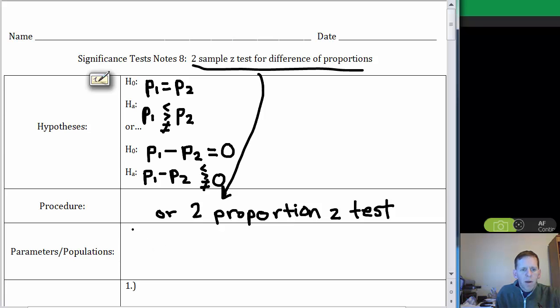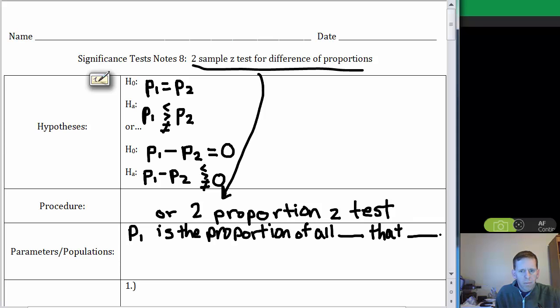The parameters are P1 and P2. So P1 is the proportion of all, whatever this first population is, that something. And P2 is also a proportion of all your second population, that something.